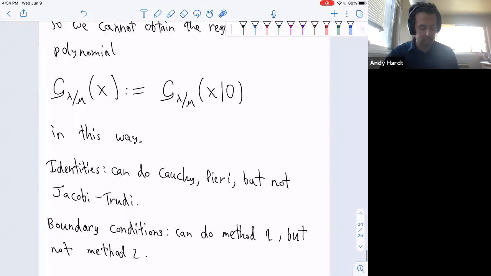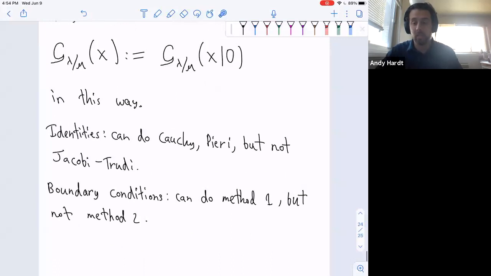And then boundary conditions, we can do the first method where we have these creation and deletion operators. It's much harder to do that second method where we have the blocks that we're cutting off.